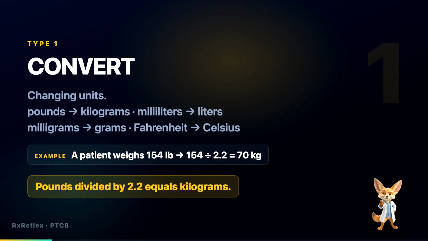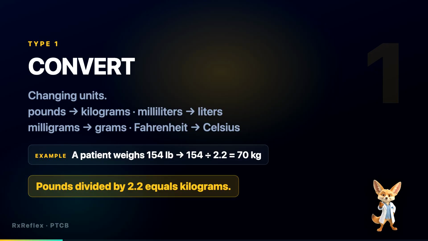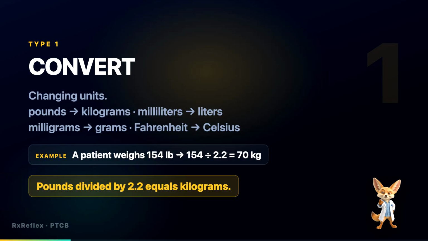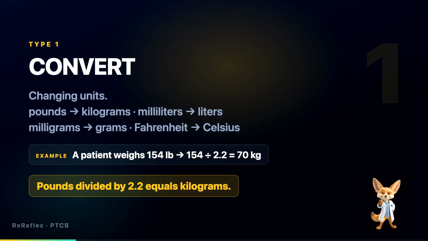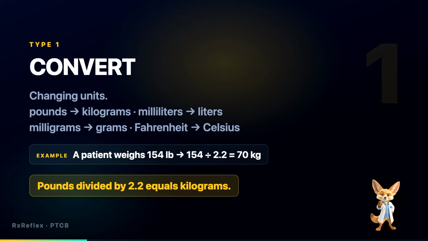This is any problem where the units change. Pounds to kilograms, milliliters to liters, milligrams to grams, degrees Fahrenheit to Celsius. The one line you will use more than any other on this exam is pounds divided by 2.2 gives you kilograms. So a patient who weighs 154 pounds, divide by 2.2, 70 kilograms. If a question hands you a weight in pounds, it is telling you what to do first.